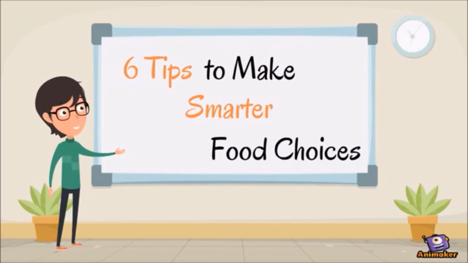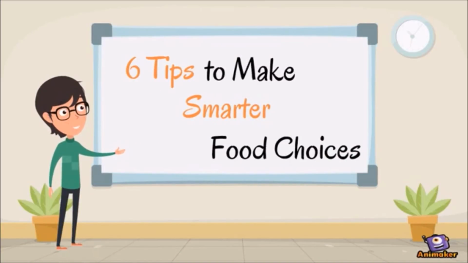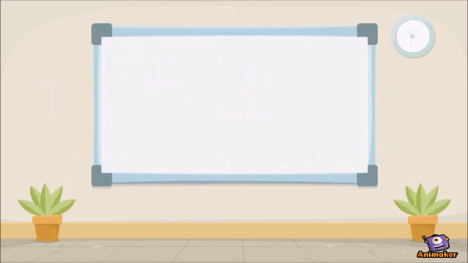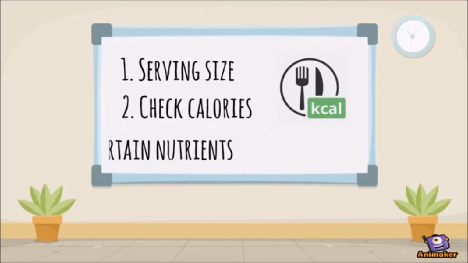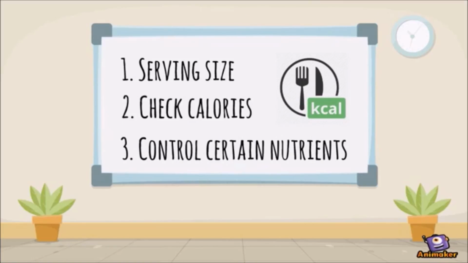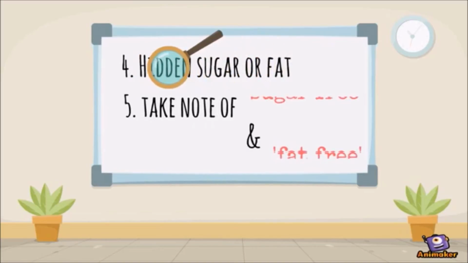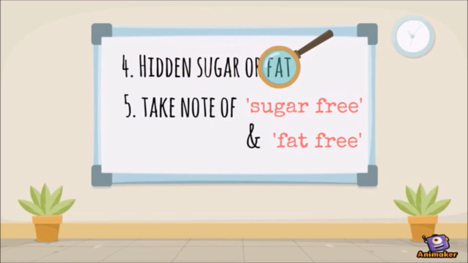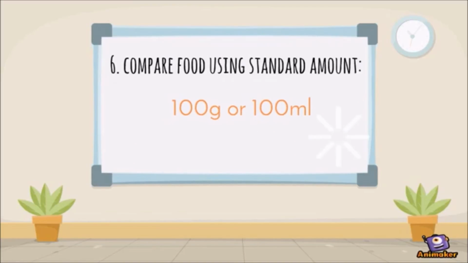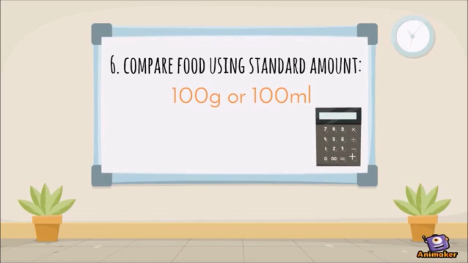Finally, here are the 6 things to remember in order for you to make smarter food choice. Serving size, calories, control certain nutrients, hidden sugar or fat. Take note of sugar-free or fat-free. Compare food using the standard amount 100 gram or 100 milliliter.